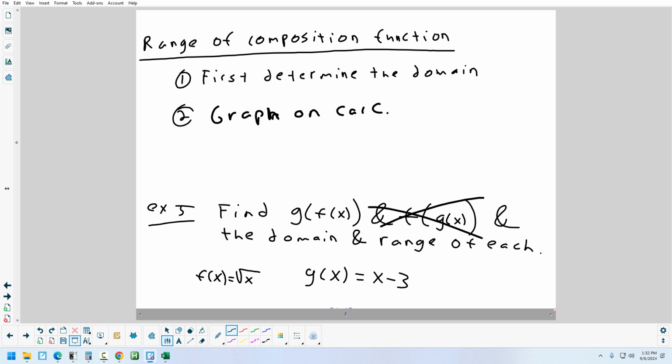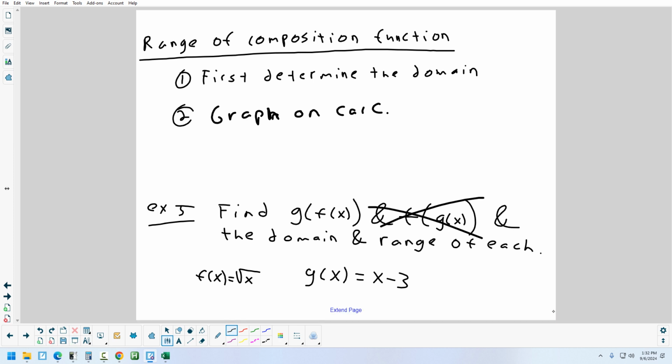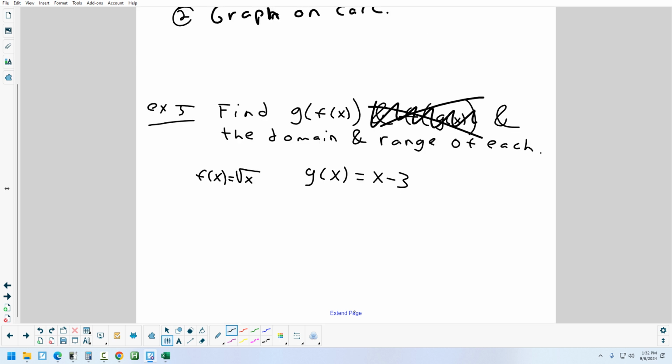Okay, so graph and calculator, that's going to come up right now. Okay, so we're going to do G of F. There's no particular reason why I'm skipping the second one. I'm just skipping it. It's not harder or anything. Okay, so G of F.